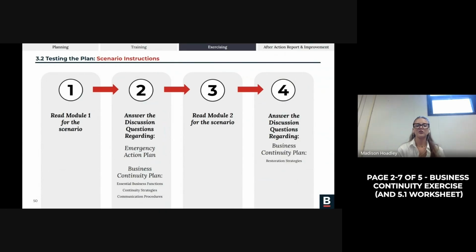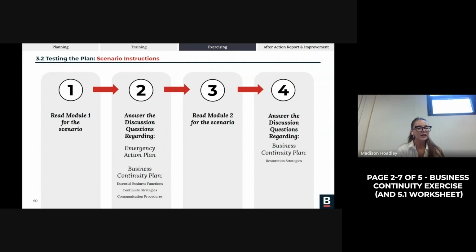And those are focused on your emergency action plan, as well as your essential business functions, your continuity strategies, and communication procedures section of your business continuity plan. Again, for the sake of time, we will only be going through the discussion questions pertaining to the business continuity plan and the emergency action plan today. This will be a lot easier for you to work through when you're doing it on your own and you're looking at the directions, but we're going to run through it together.